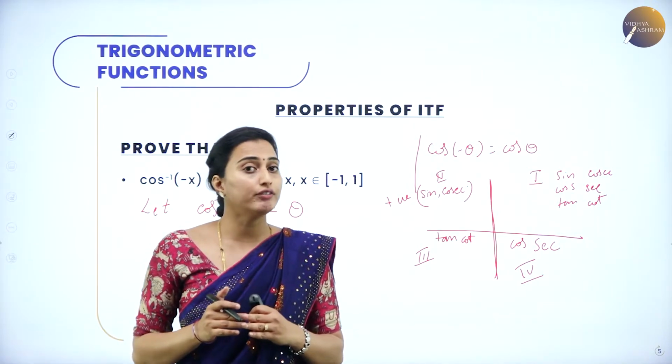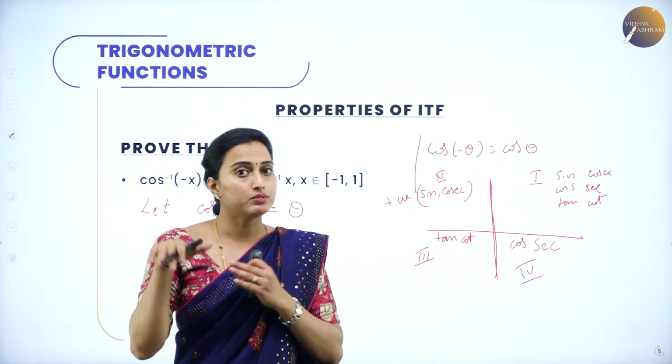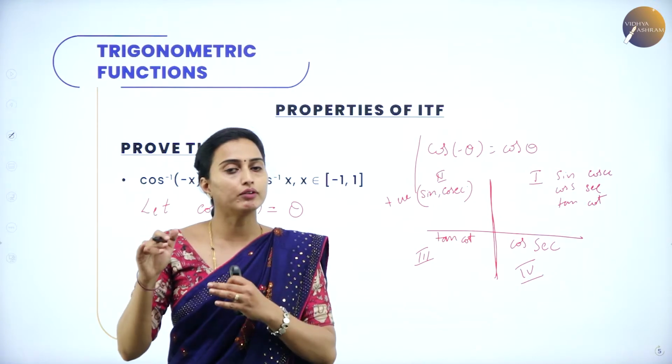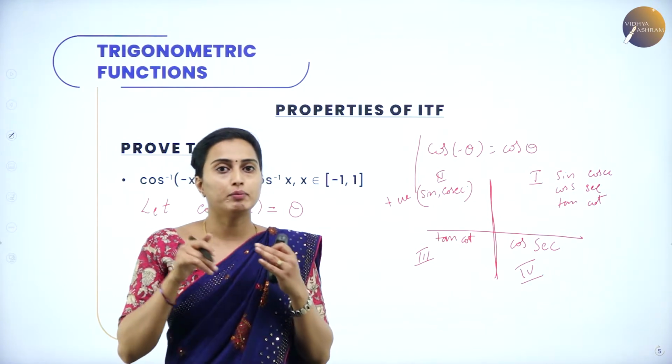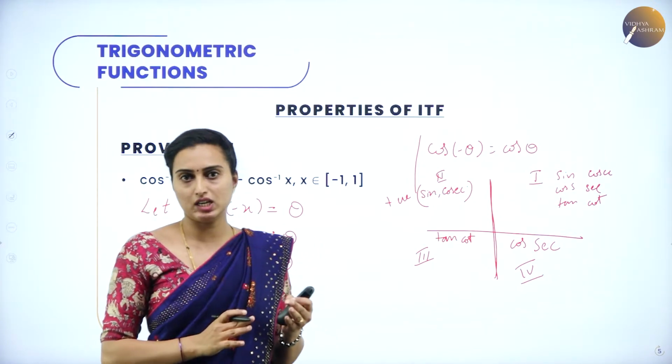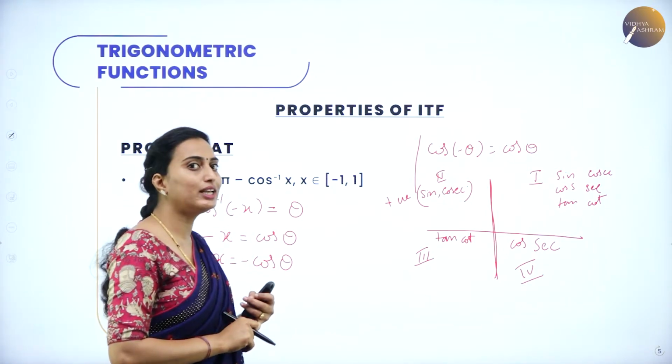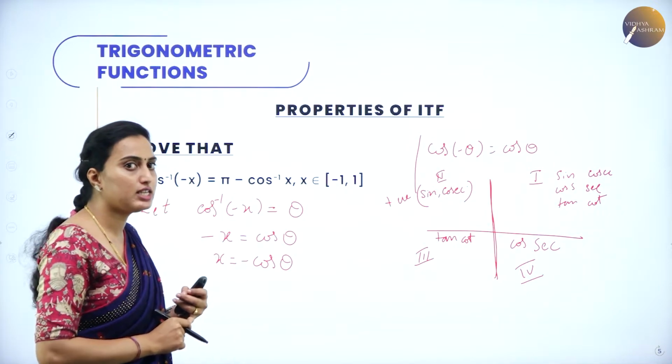In the multiples of 90, cos will become sine, sine will become cos. Isn't it? Tan will become cot, cot will become tan. And secant will become cosecant, cosecant will become secant in the multiples of 90. So here I am going to write it as what is cos of 180 minus theta.